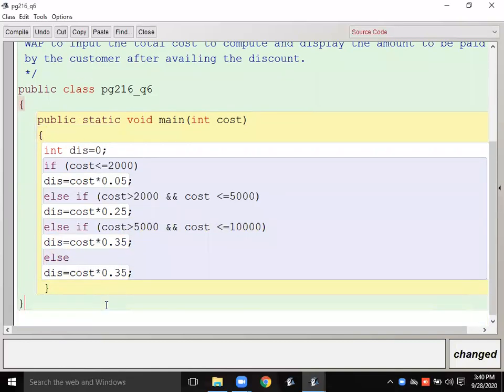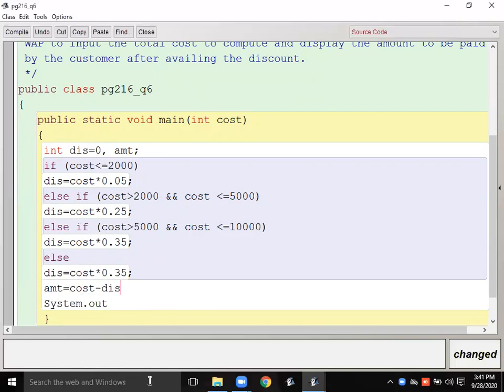Okay, but how much amount is the user going to pay? User will pay the amount after deducting the discount from the cost, right? So here I can declare one more variable, that is amount to be paid. Then in system dot out dot println I can deduct the amount directly, or I can use over here amount equals cost minus discount, right?